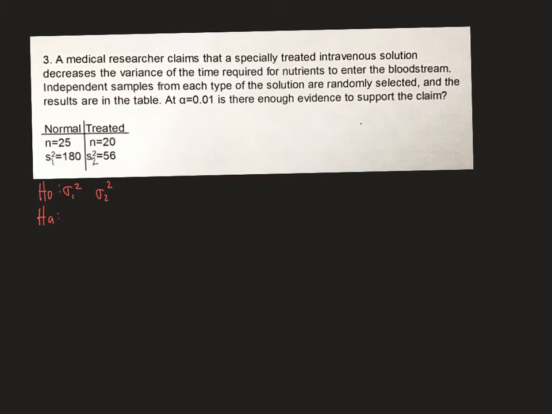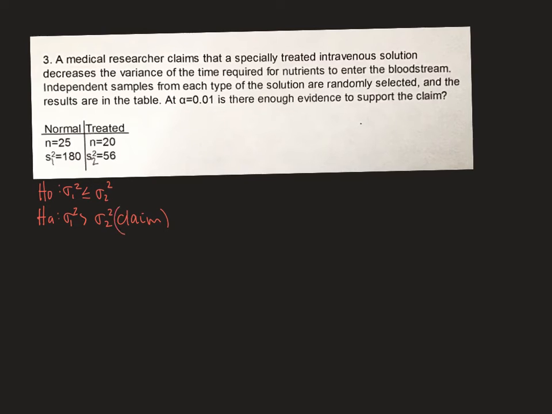So if it's decreasing, that means your second sample, the treated sample, should be smaller. So we want our first sample to be greater than that. So even though it says it's going to decrease it, that means that the first sample has to be the bigger one, and that second sample has to be the smaller one.